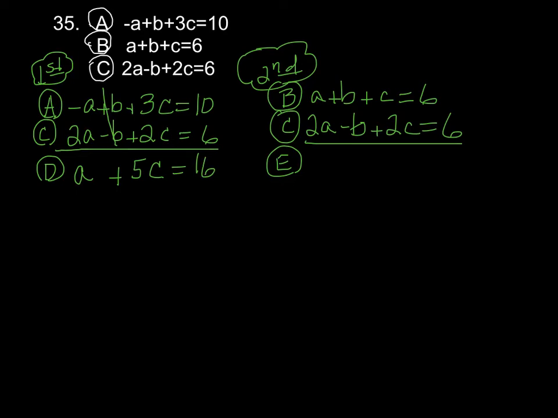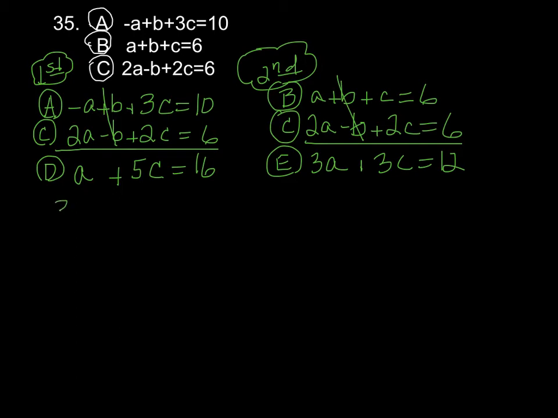Now, second step, I'm going to repeat the same process, again trying to cancel out the B's, and I'm going to add my B and my C equations. So I'm going to get 3A. My B's are going to cancel out. I'm going to get plus 3C, and that equals 12. All right, so now we have two new equations. Remember, we label them D and we label them E.